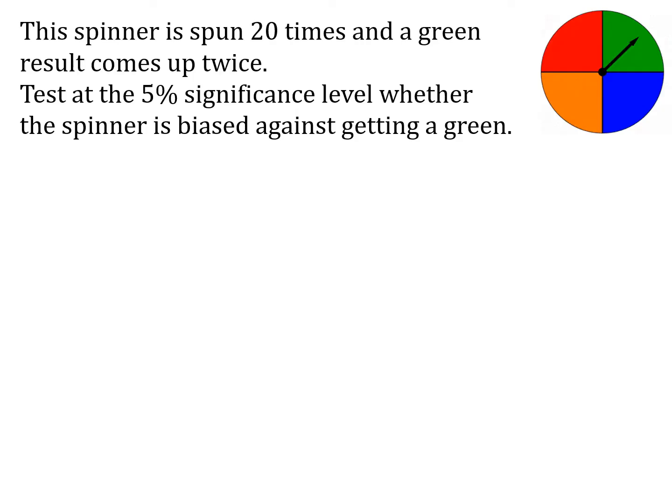In the first video, we were introduced to this situation where I'd got a spinner with 4 different colours on, and it was spun 20 times, and the green came up twice, if you remember. And obviously, we might assume that the spinner is a fair spinner, so the probability of each colour would be a quarter, but we might have reason to believe that perhaps it's biased against green. For example, if a green has only come up twice, we might believe that it's biased against getting green. So we might want to do a hypothesis test to test that.